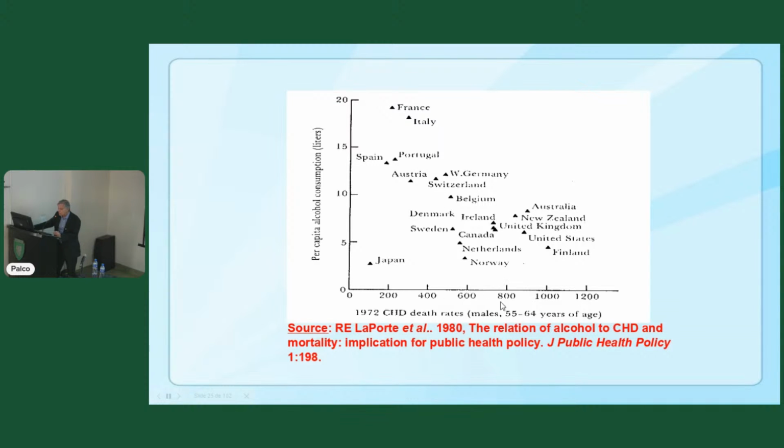So what you see here is a negative relationship. As the alcohol intake goes up, the death rate goes down. Alcohol goes down, what happens? The rate goes up. Okay? So is that a true relationship? Later on it was proven to be somewhat true. But now we know, studying it well with cohort studies, that it is a U-shaped curve.